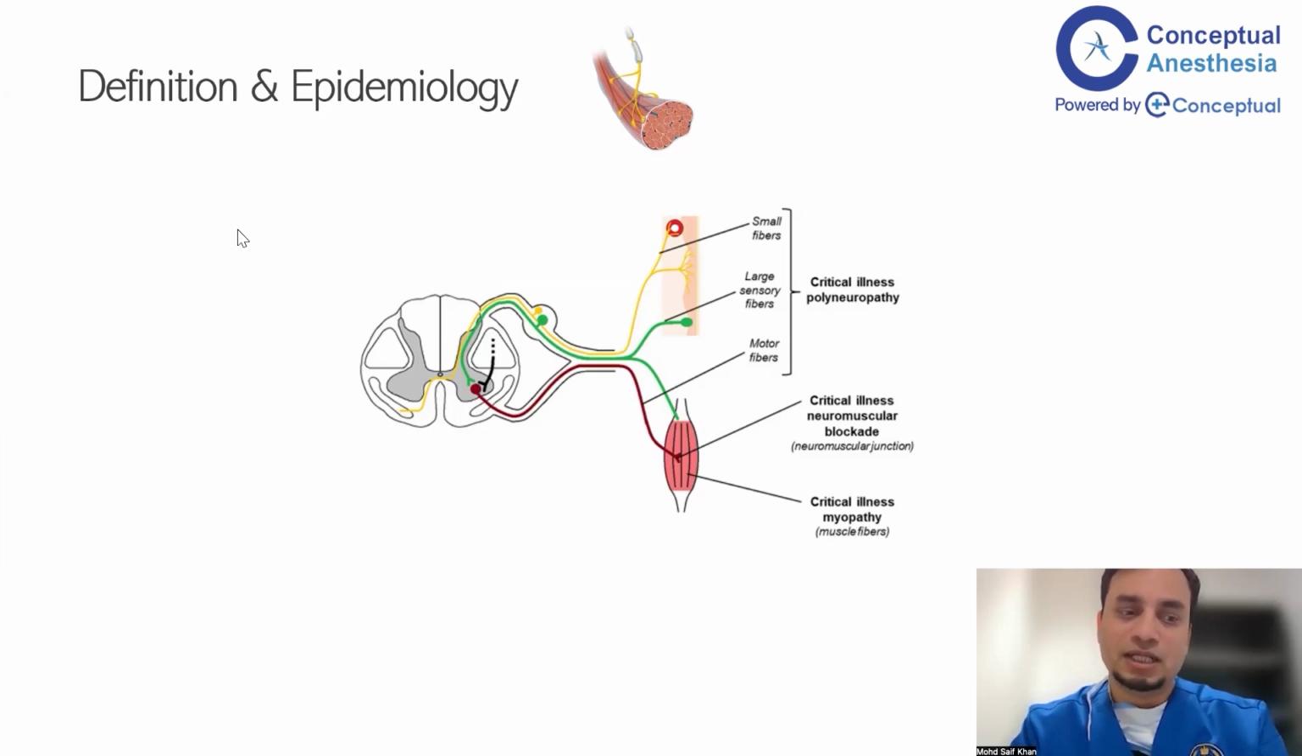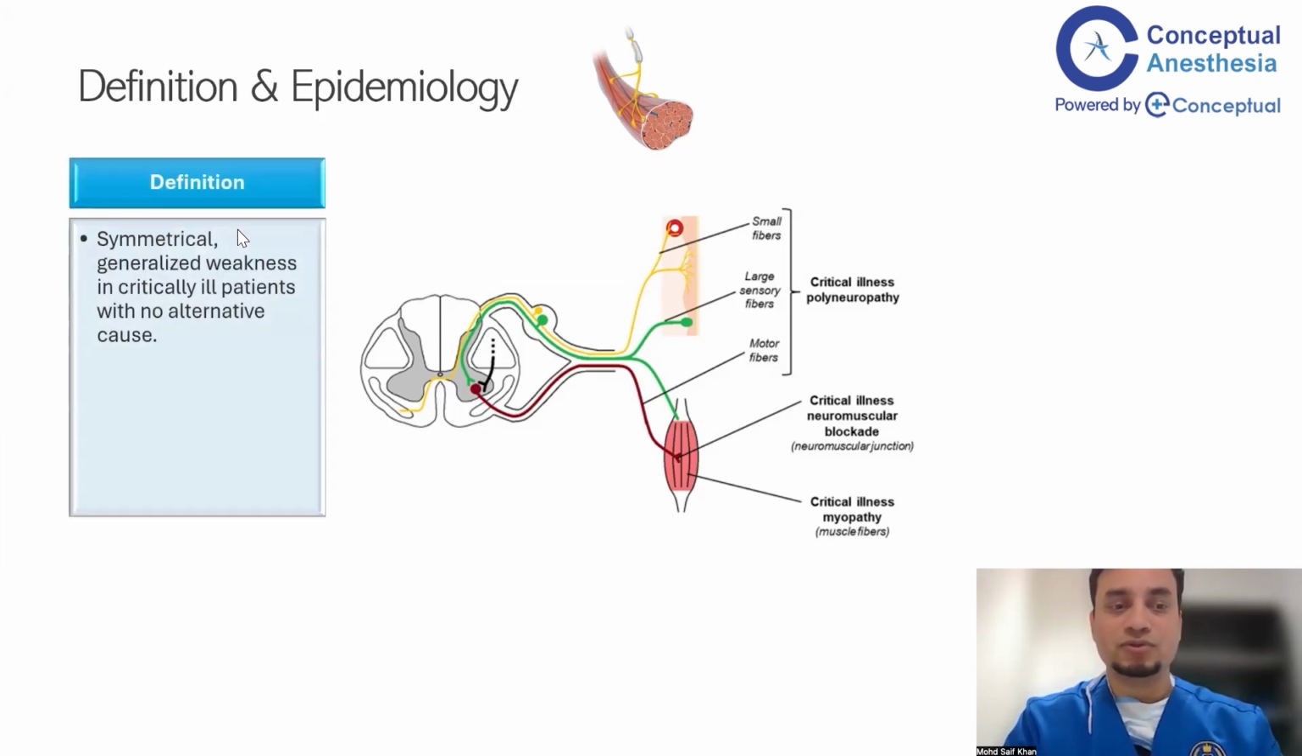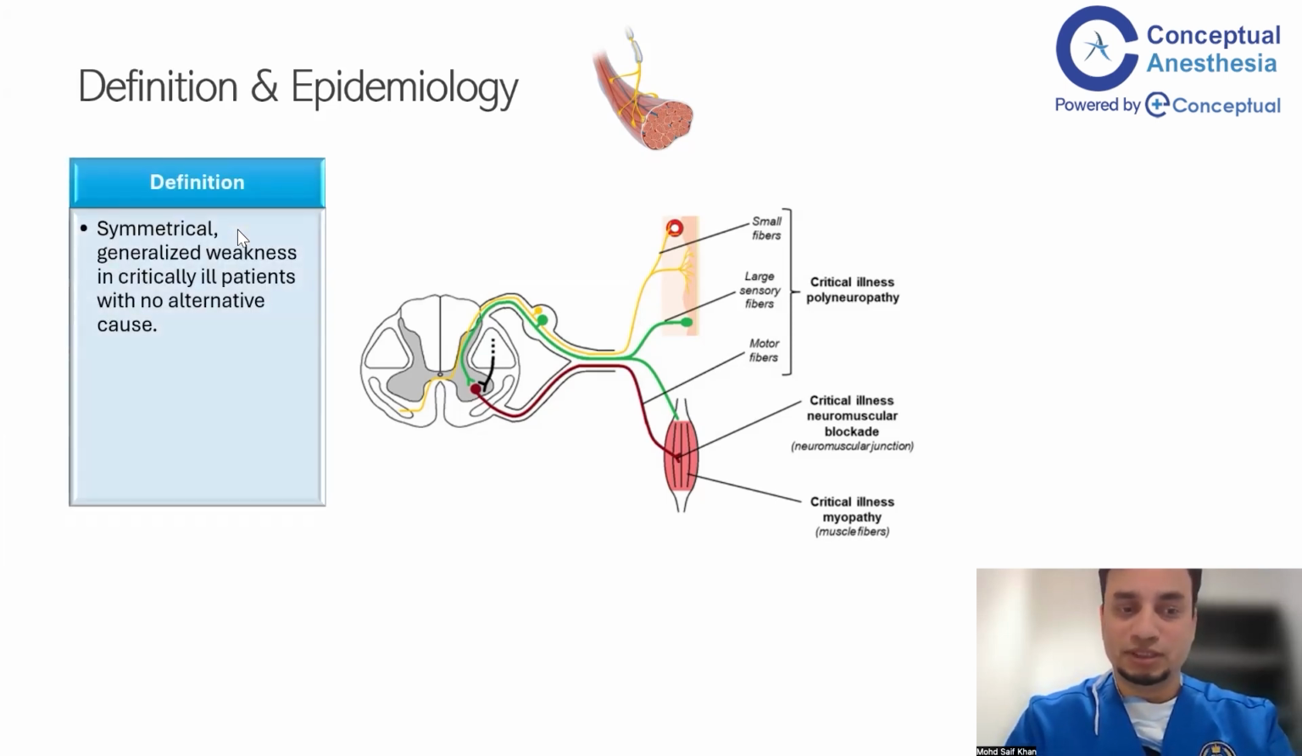And neurological abnormality: the patient should be alert and conscious, so there shouldn't be any neurological problem like a stroke. CK, creatine kinase, should be normal to rule out rhabdomyolysis. There shouldn't be any extra sedative or use of muscle relaxant. So we rule out all those things, and then we come to the diagnosis of ICU-acquired weakness. It is a symmetrical, generalized weakness involving all four limbs in critically ill patients with no alternative cause.